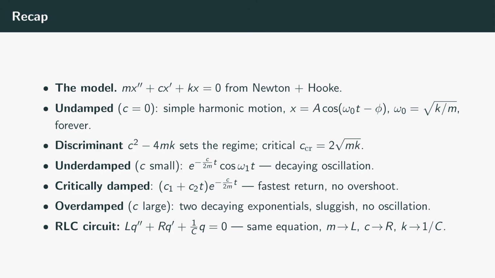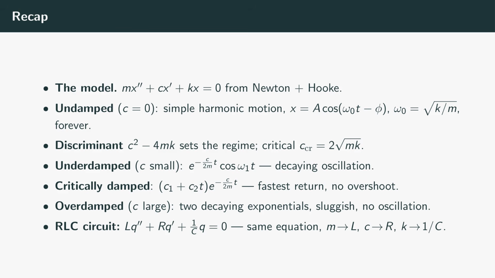Let's recap. From Newton's second law and Hooke's law, we built the spring mass damper equation, mx double prime plus cx prime plus kx equals 0. With no damping, we get simple harmonic motion, a cosine wave at the natural frequency omega naught, the square root of k over m, that oscillates forever. Turn damping on, and the discriminant c squared minus 4mk decides the behavior, with the boundary at the critical damping value 2 times the square root of mk.